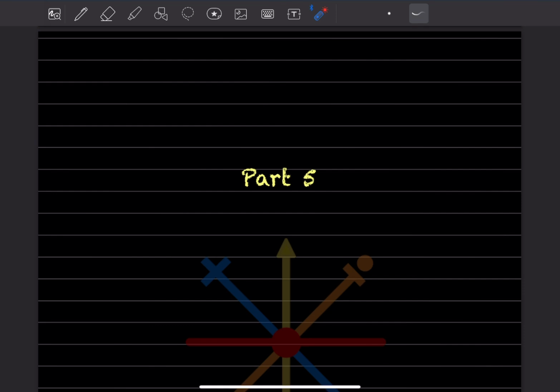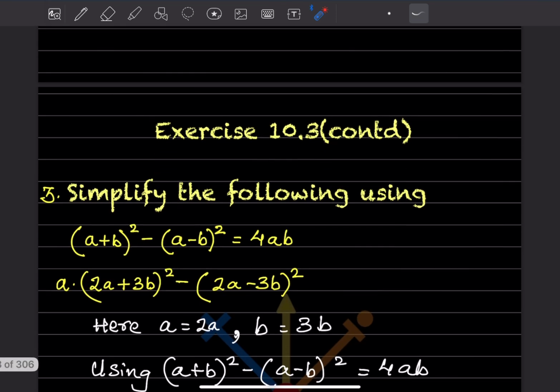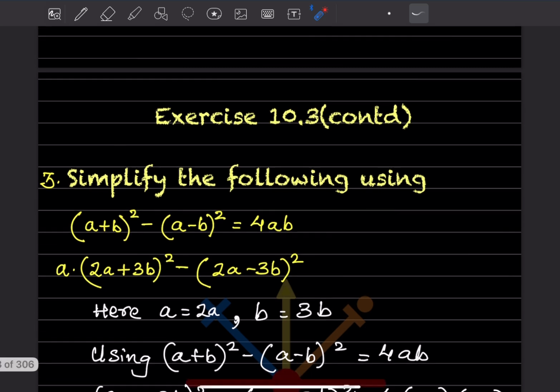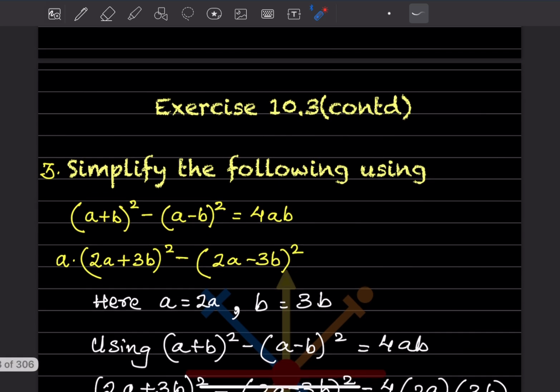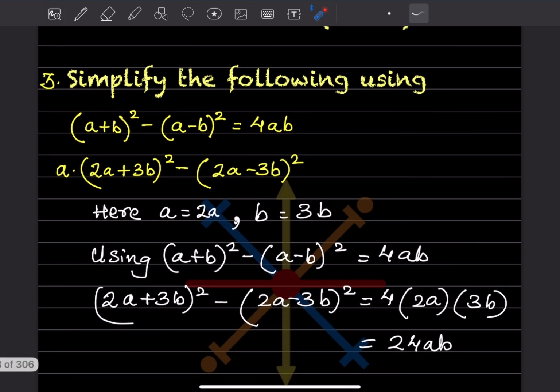So today we'll do part 5. In that we'll continue with exercise 10.3. We have already done two questions. Here it says simplify the following using the formula given. You have to use this one and simplify. So this is the question given.